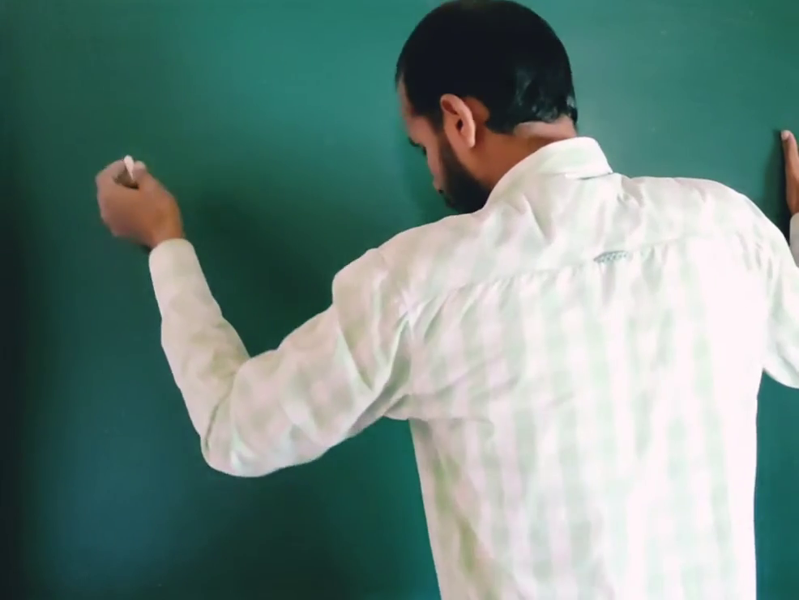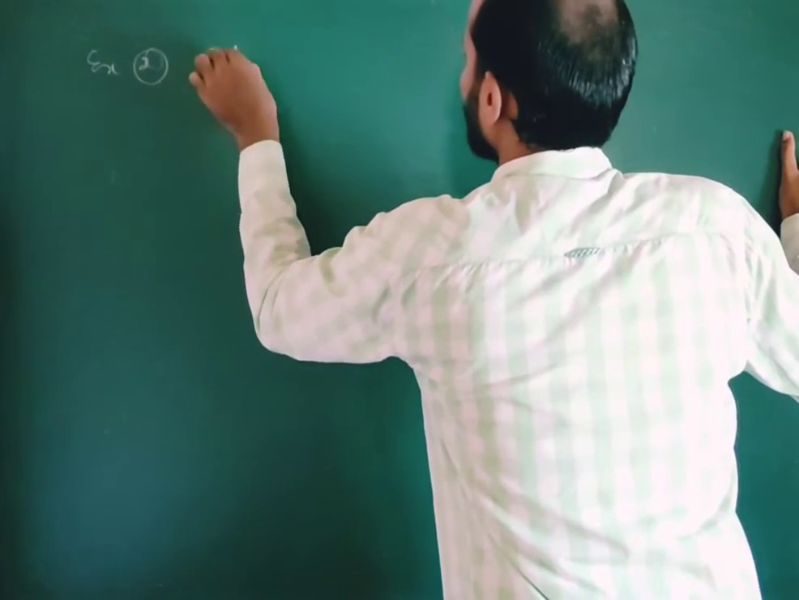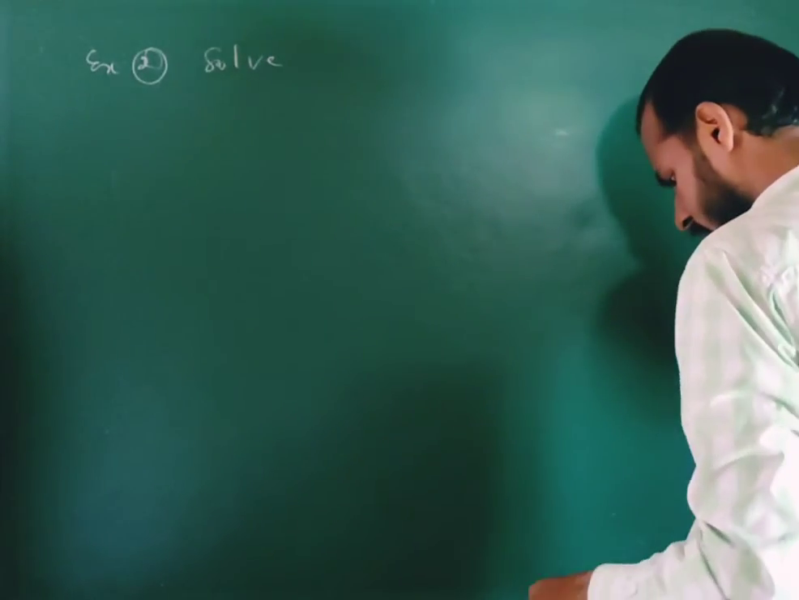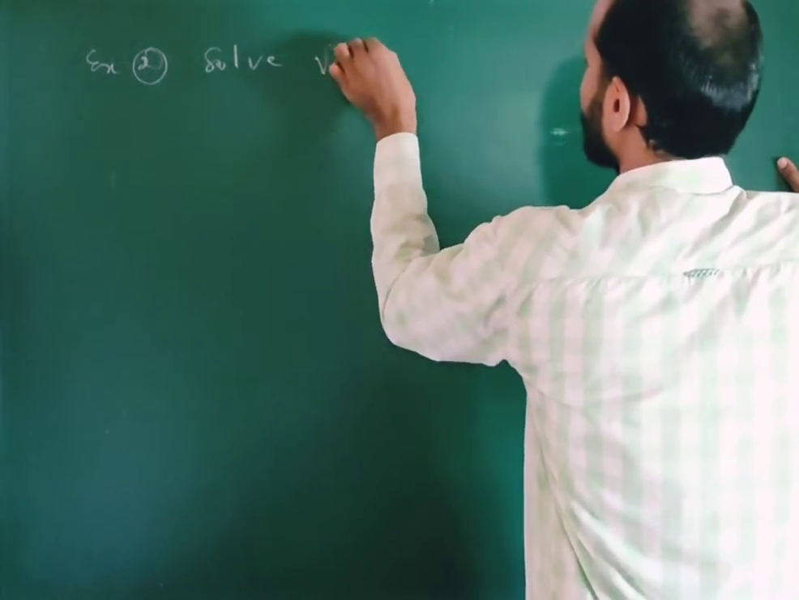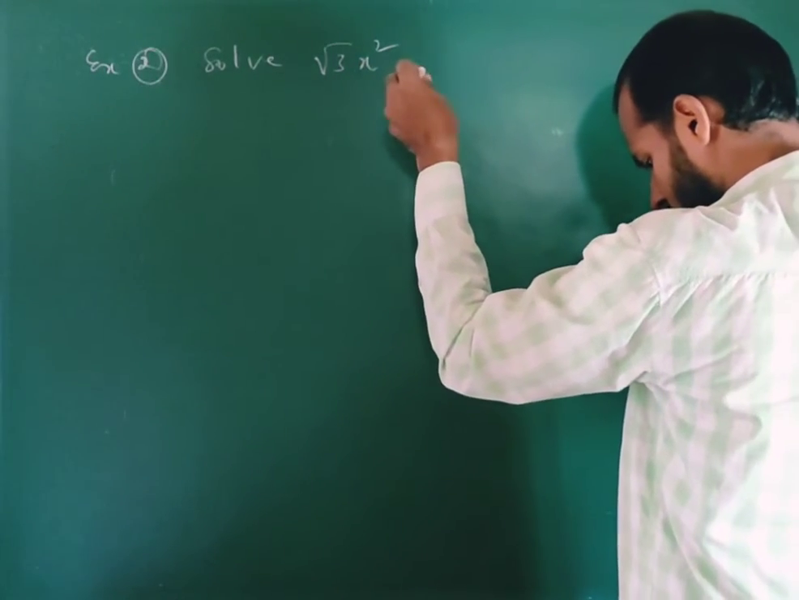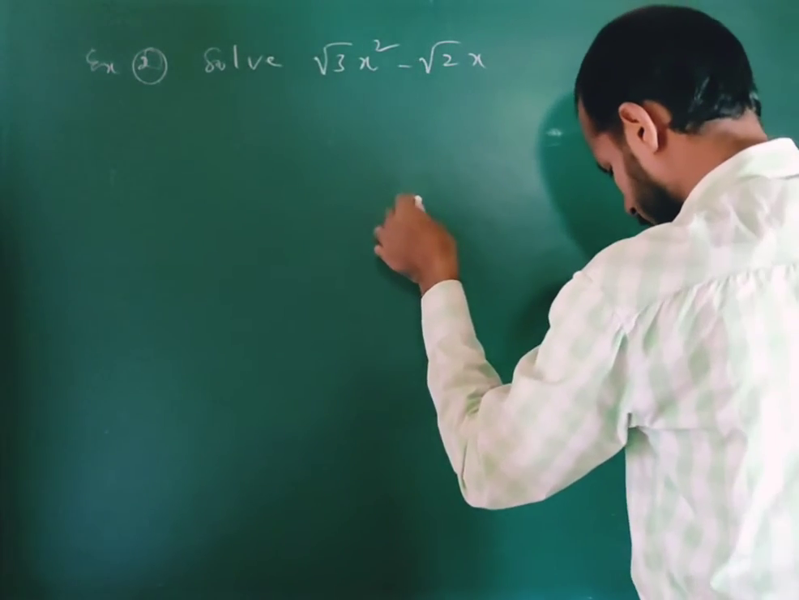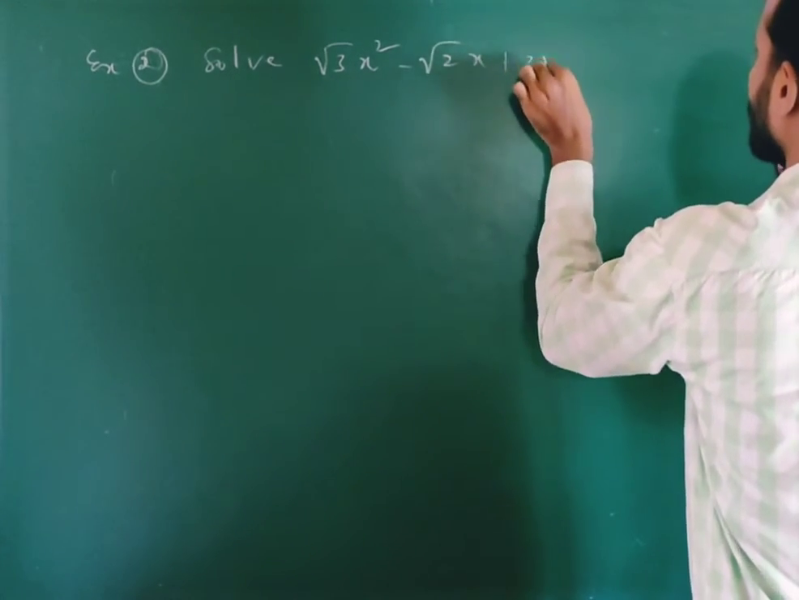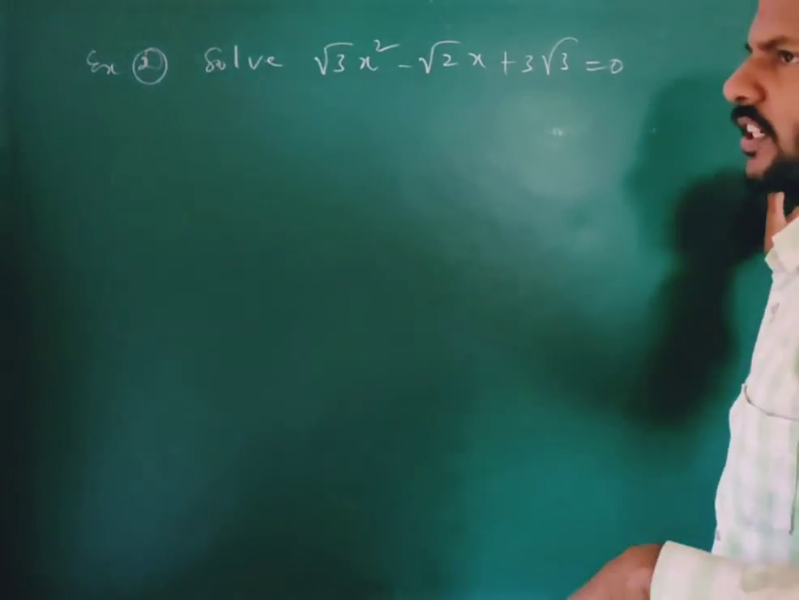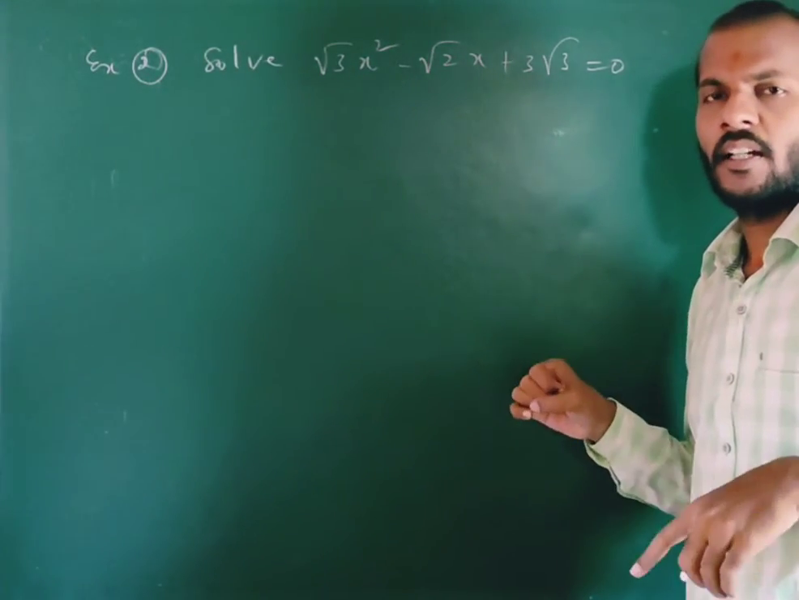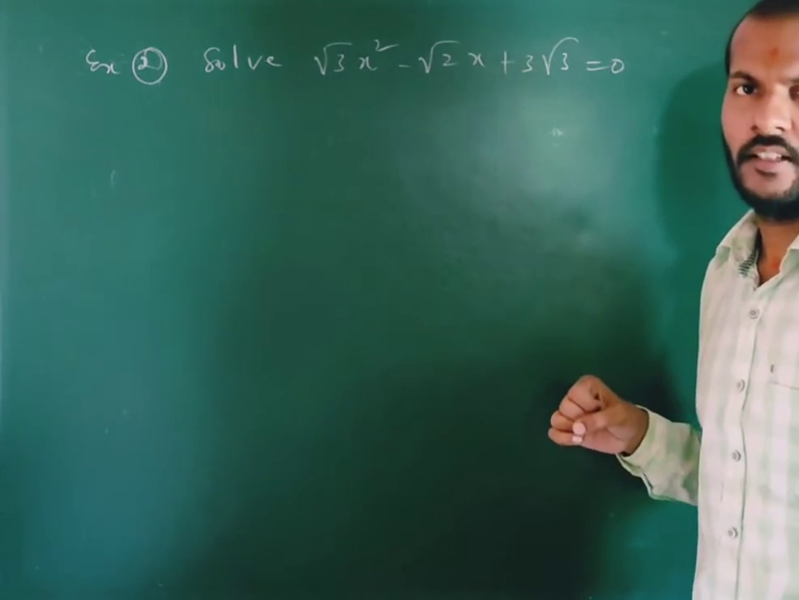See the second example, solve root 3x square minus root 2x plus 3 root 3 equals to 0, right? Here first we will check whether the discriminant is equals to 0, greater than 0 or less than 0.